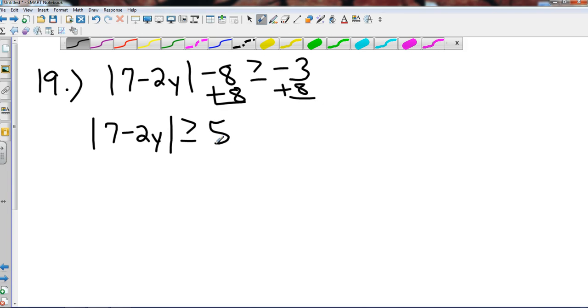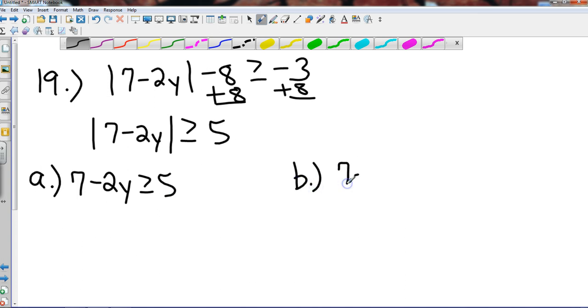So this is the part where I break this into two different equations. Taking away the absolute value brackets, 7 minus 2y is greater than or equal to 5. And then my second equation is going to be 7 minus 2y. I flip the sign and make it a negative 5.